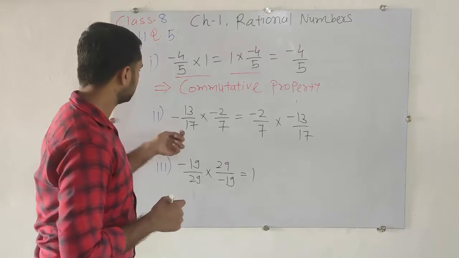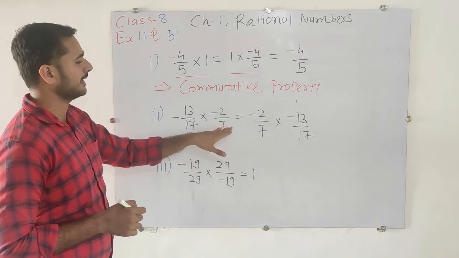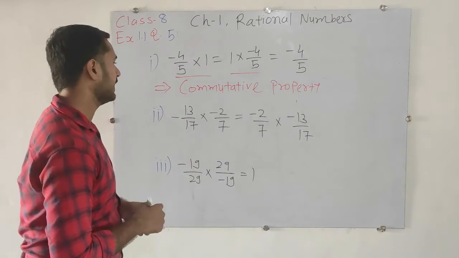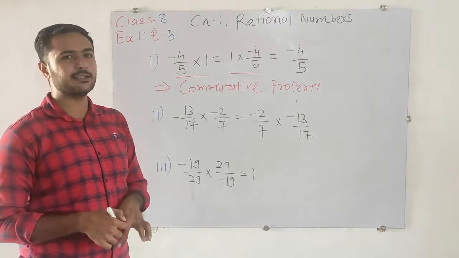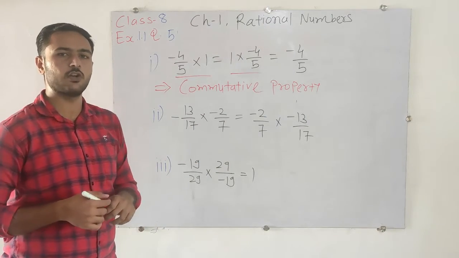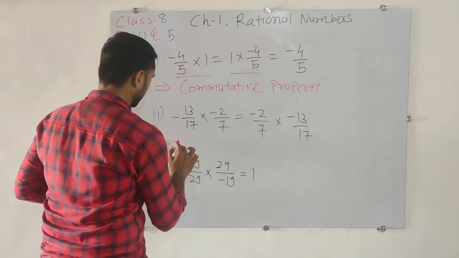This second one, that is minus 13 upon 17 multiplied by minus 2 upon 7 is equal to minus 2 upon 7 multiplied by minus 13 upon 17. Again here you can identify that they just shuffled the numbers. They just changed the order of the numbers. It means again this is the commutative property.